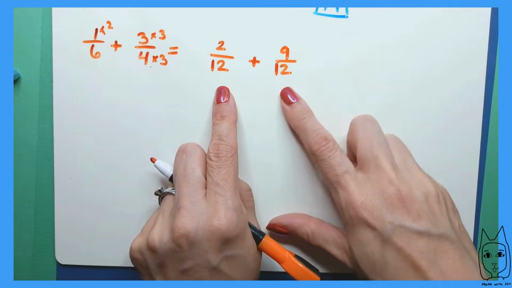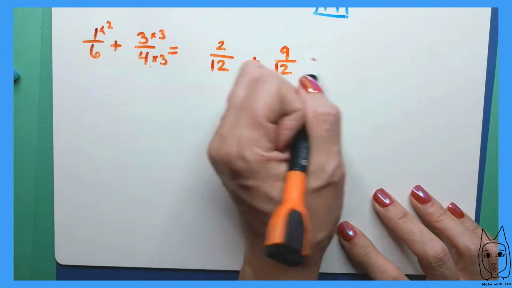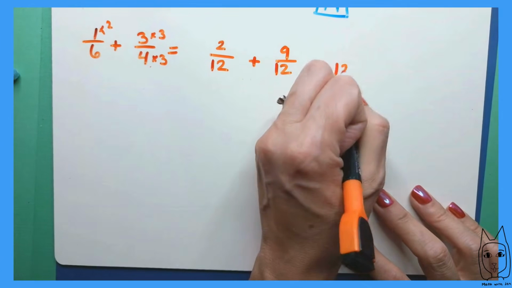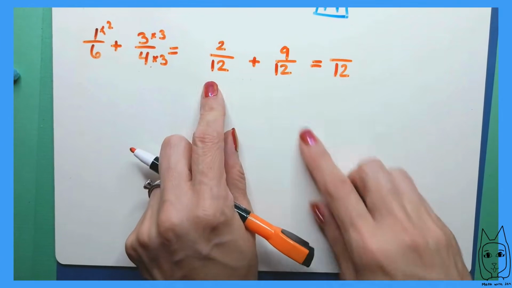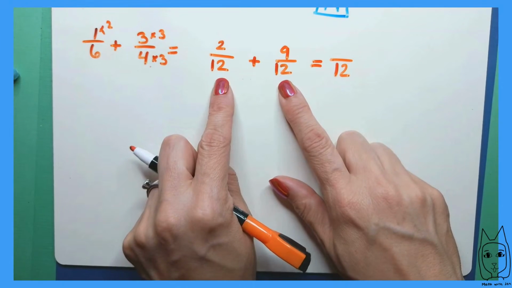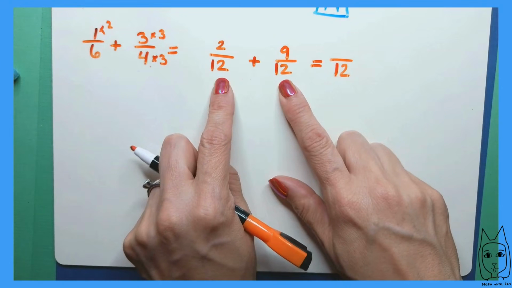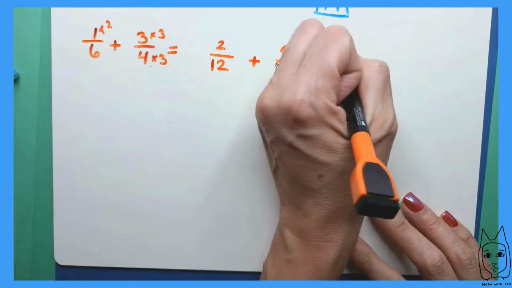Now that I have common denominators, I am talking about the same number of equal parts. So now I get to add them together. These have to be the same before you can start adding or subtracting. So 2 plus 9 is 11.